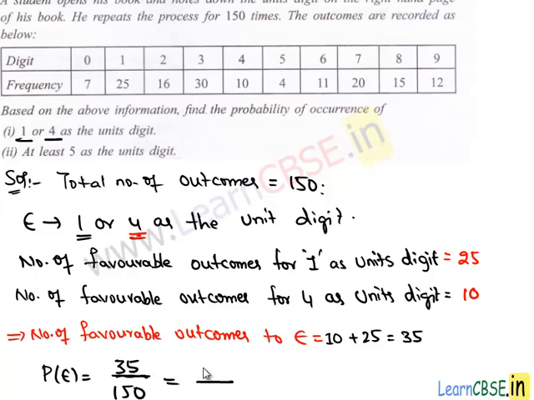Here 5 is a common factor. On dividing with 5 we get 7 upon 30. This is the probability to have 1 or 4 as unit digit. Now we move to the next question.